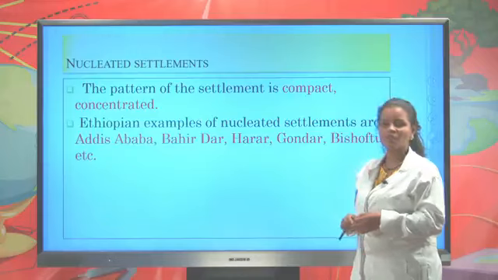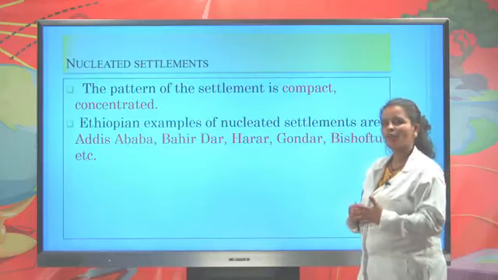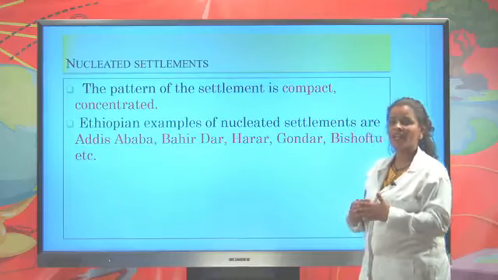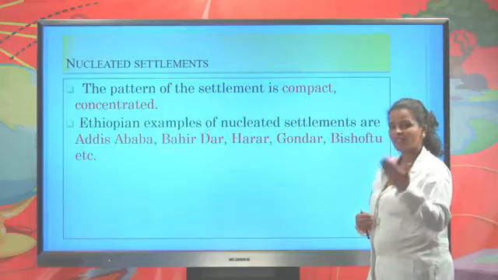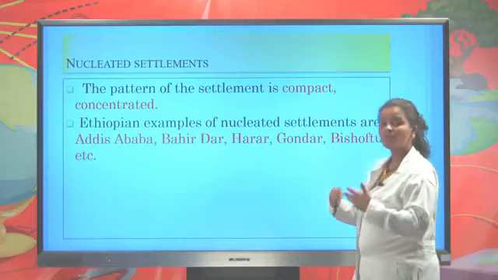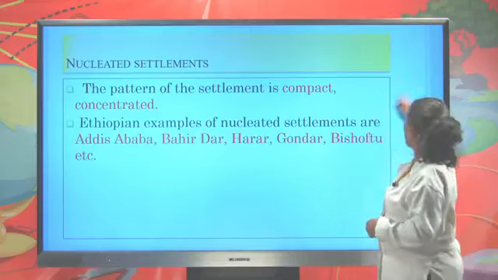The second type of settlement is nucleated settlement. The pattern of the settlement is compact and concentrated. Examples of this kind of settlement in Ethiopia are Addis Ababa, Bahir Dar, Harar, Gondar, and Bishoftu. Their settlement type is nucleated.